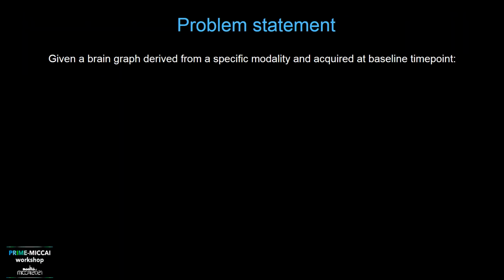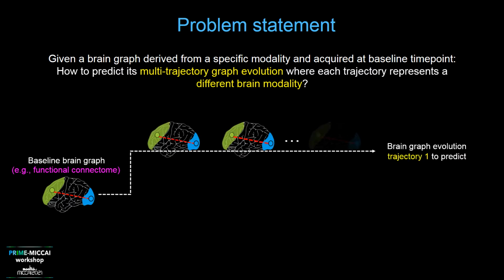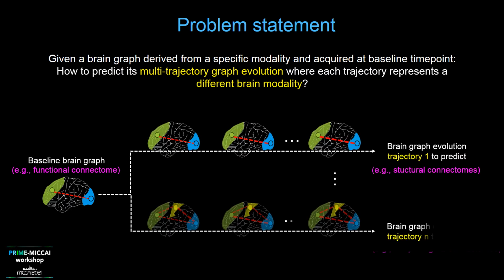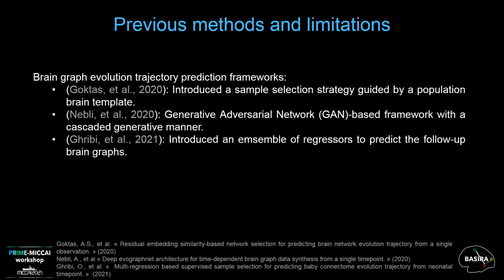Given a baseline brain graph derived from a specific modality, such as functional connectivity, and acquired at specific time points, how to predict its multi-trajectory graph evolution, where each trajectory represents a different brain modality, such as structural and morphological connectivity. There are few studies on brain graph evolution prediction. However, all these methods predict unitrajectory evolution where brain graphs are derived from a single modality. Therefore, they do not generalize to multi-trajectory graph evolution prediction.